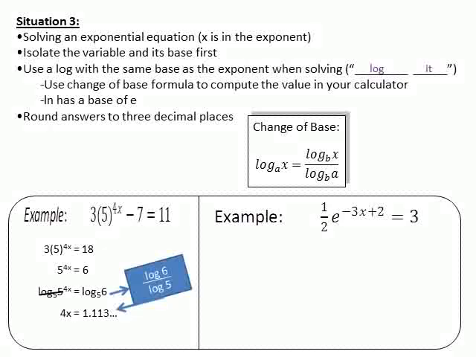Our second example uses an e, so we know if we see an e, we're going to end up using a natural log. So the first thing we need to do is get e by itself with its exponent. So we need to get rid of the 1/2, which is the same thing as multiplying by 2. So we've got e to the negative 3x plus 2 equals 6. We want to get rid of that base of e, so we're going to natural log both sides. Natural log of e to the negative 3x plus 2 equals the natural log of 6. The natural log will cancel out the e, leaving us with just negative 3x plus 2.